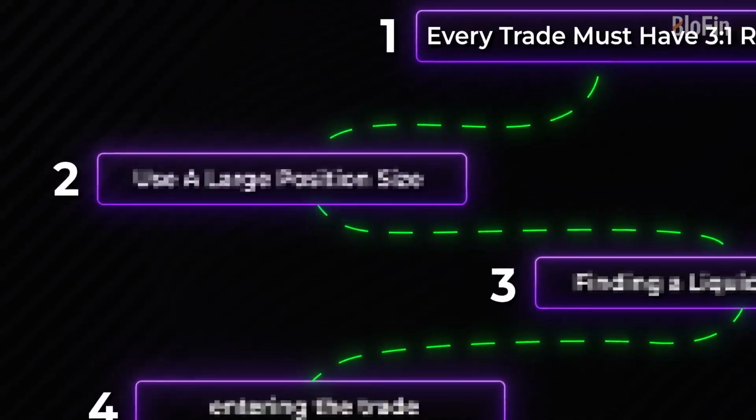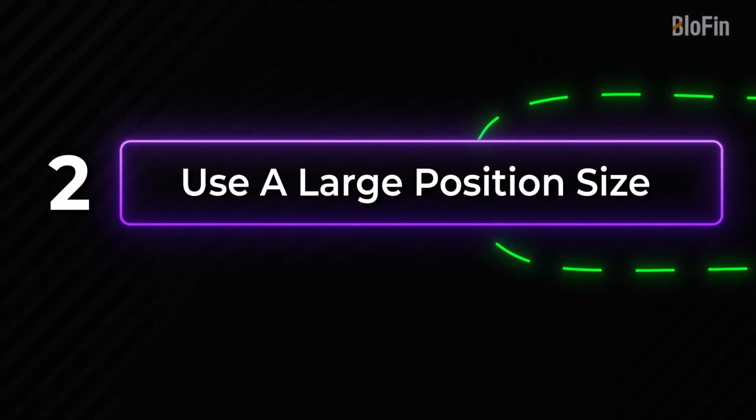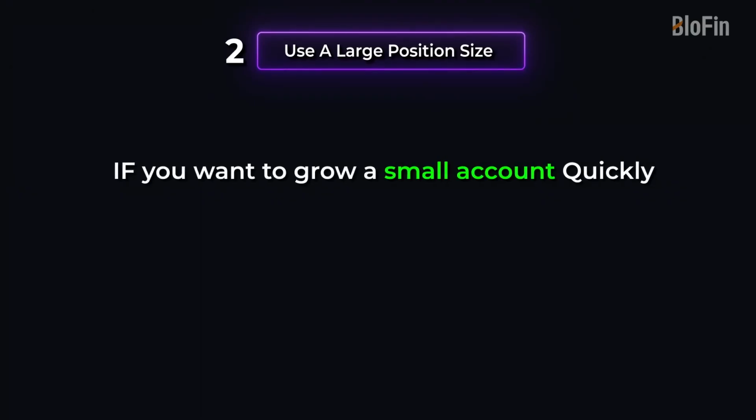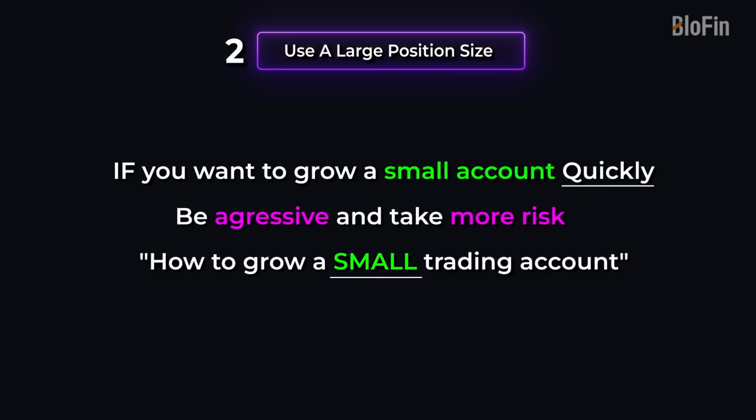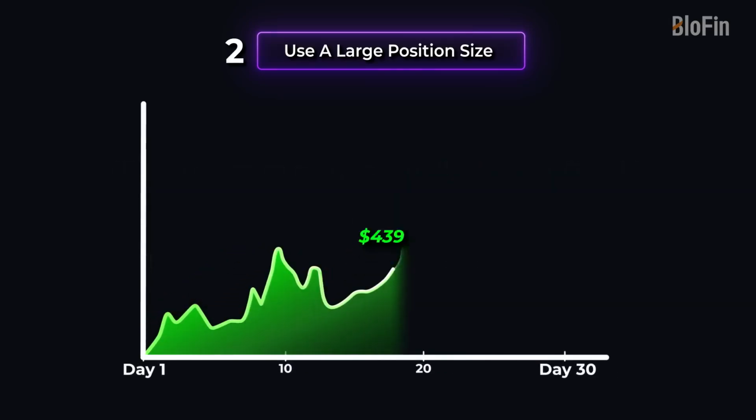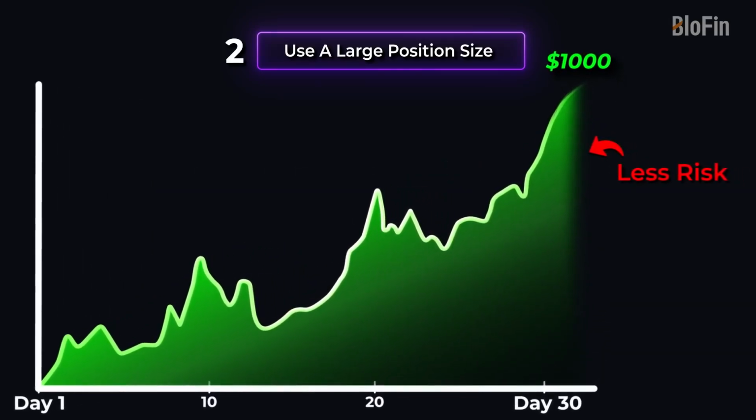So, having a high reward setup is important, but that alone won't grow your account fast. This brings us to the second rule, which is using a large position size. If you want to grow a small account quickly, you have to be aggressive and take more risks. That's exactly why this video is titled How to Grow a Small Trading Account, because this method only works for small accounts. Once your account gets bigger, it's not wise to take this much risk.